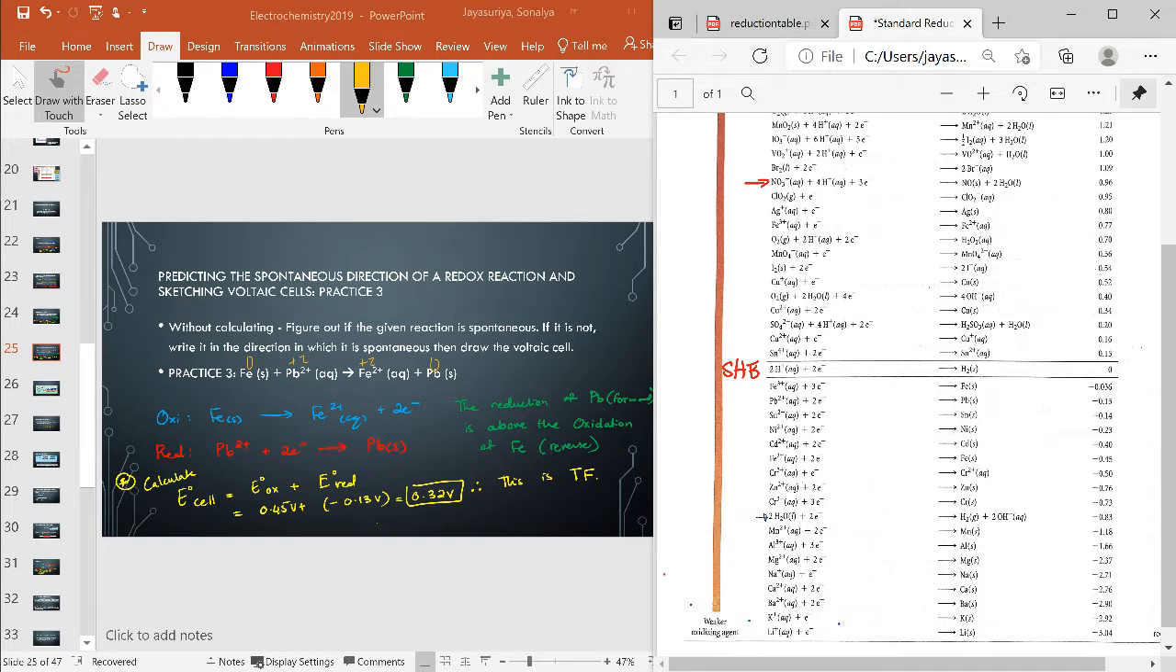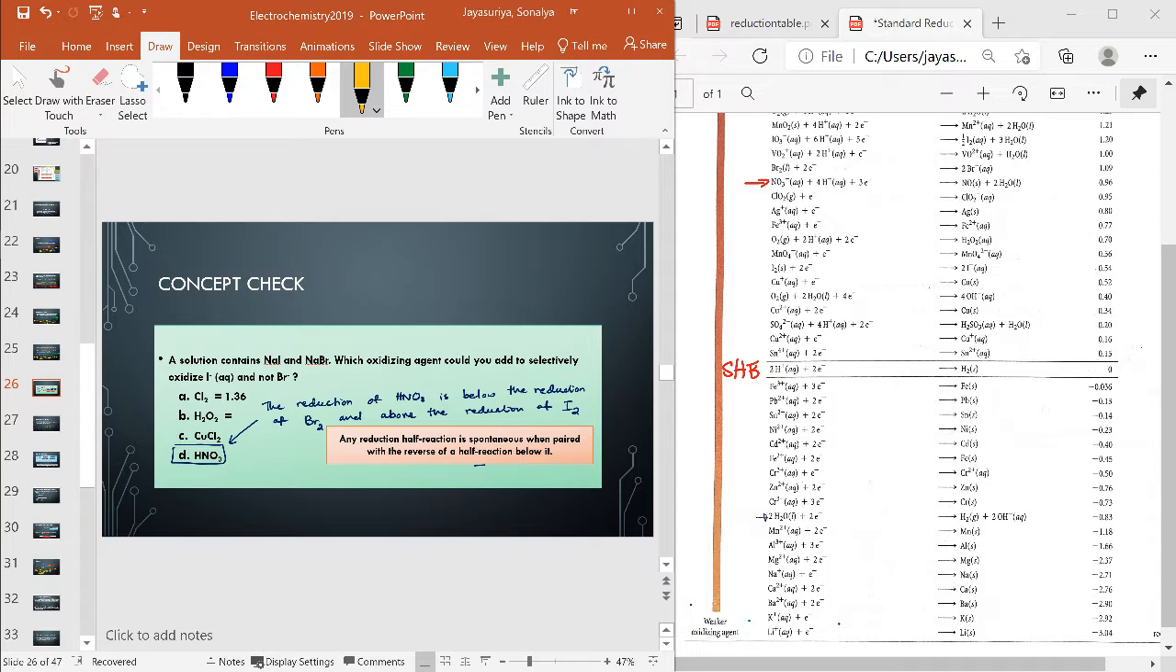All right, so here's a conceptual question. I was in the midst of typing some stuff, but we can just use the table for this. A solution contains sodium iodide and sodium bromide. Which oxidizing agent? The vocabulary is really important here. Oxidizing agent means it will undergo reduction, but it will be oxidizing the thing that it is reacting with. So an oxidizing agent will become reduced.